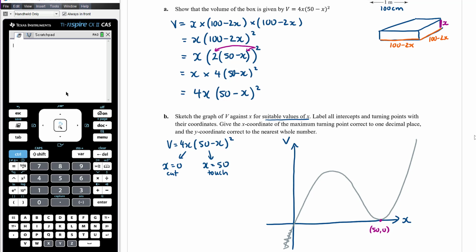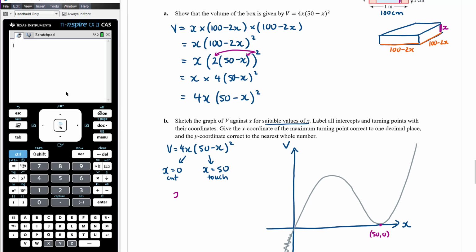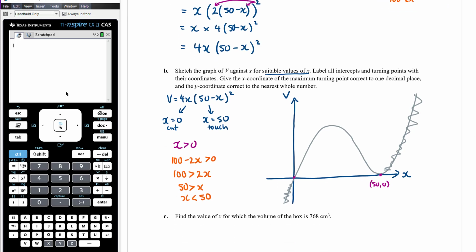So what we also need to think about, we know that x has to be bigger than 0. My apologies. We know that x has to be bigger than 0. But we also know that the other side lengths, 100 minus 2x, have to be bigger than 0, which means that 100 has to be bigger than 2x, or 50 has to be bigger than x, i.e. x has to be less than 50. So we're not interested in this part of the cubic out here, okay? We are only interested in this part. So in terms of the suitable values of x, the things that are actually possible, given that we're creating a box, is this.